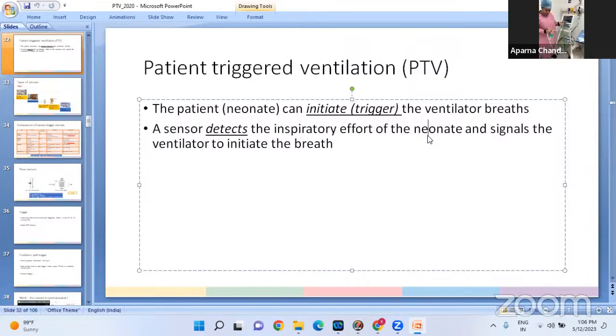The expiratory tubing does not have the heater wire, and hence it always comes with a water trap. We now have the newer dual heater wire circuits which do away with the water trap even in the expiratory limb.